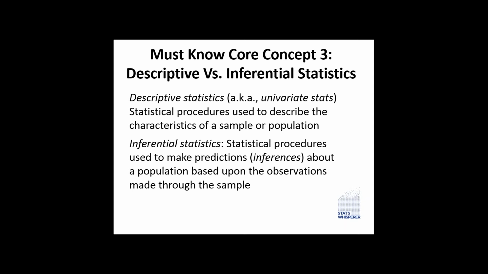So, must-know core concept 3, descriptive versus inferential statistics. Now, descriptive, key word, describe. They're describing variables. It's also the univariate statistics. Remember that step in the 7 steps? So you're just describing variables, one at a time. Descriptive statistics. Now, this differs from inferential statistics in that inferential statistics infer. So descriptives describe. Inferentials infer. Infer what? That's the question.